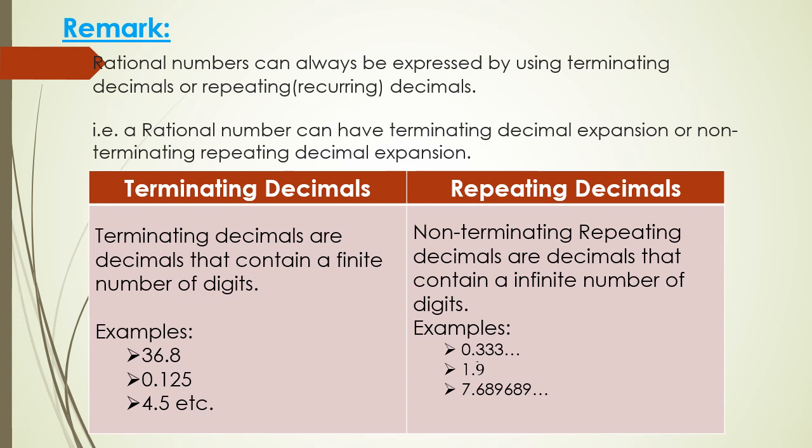Repeating decimals. The repeating decimals we can say also as non-terminating repeating decimals. They contain an infinite number of digits, and this decimal expansion of such kind of numbers do not end. Some examples of repeating decimal expansions: 0.333 and so on. 1.9 recurring. 7.689, 689, 689. Here in the last example we can see that a particular group of numbers 689 is repeating continuously.